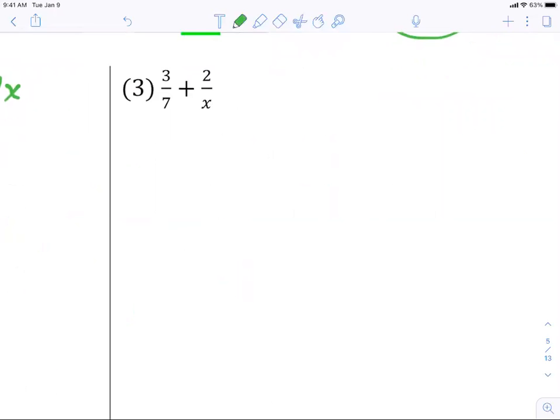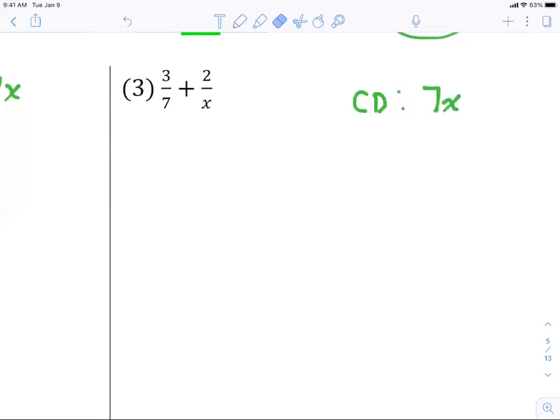So if I'm going to take 3/7 plus 2 over x, this one is a little bit different though because we don't have a common denominator. How we create that common denominator involves taking out each of the pieces from each of those individual denominators. Because we have a 7 in one of the denominators, a 7 has to be in our common denominator. And because there's an x in there, an x also has to be in our common denominator.